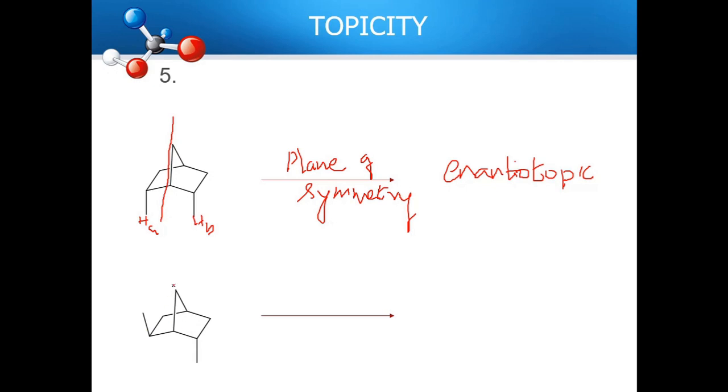Now, in this molecule, we don't have a plane and we don't have a C2 axis. So even if we rotated a C2 axis, we are not going to get the identical image. So you have no plane and no C2. So these two hydrogens, HA and HB, if they are replaced, we are going to end up with diastereomers. So the two hydrogens are diastereotopic.